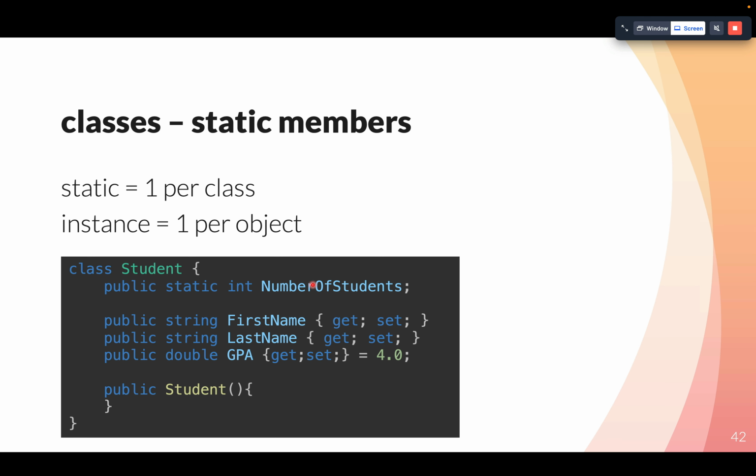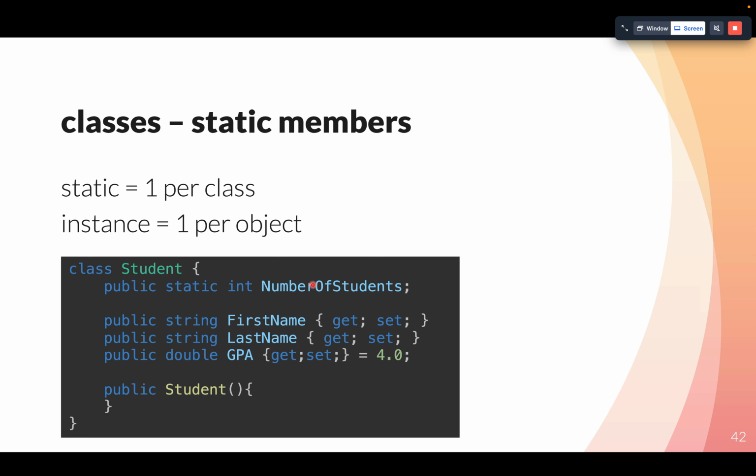There's this memory for each of those. That number of students, as I imagine it, is out here. Since it's static, there's only one of them, regardless of however many instances I make. It only has to be stored once. And likewise, that number of students, that variable, that field exists even if there are no instances of the class. So it exists before the class is instantiated.